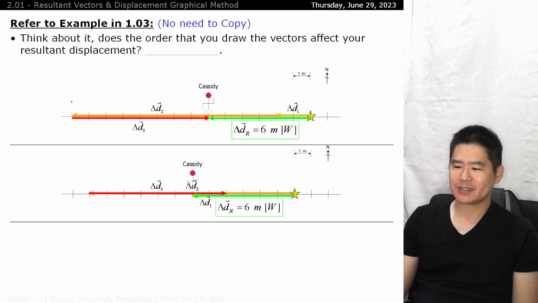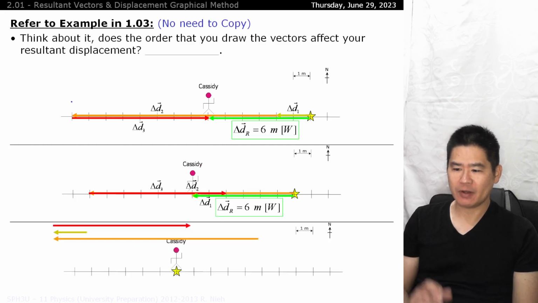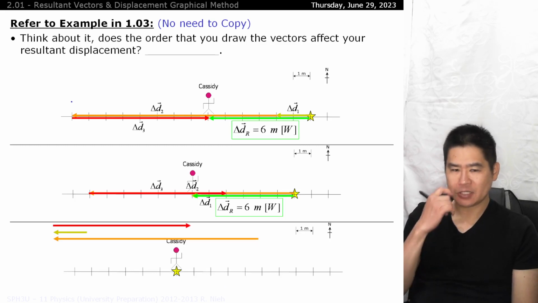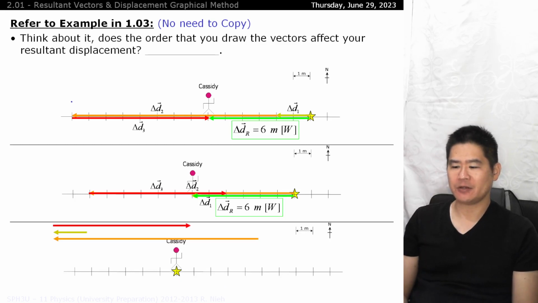How about one more test? This time around, we're going to start off with the red vector, followed by the yellow vector, and finish off with the orange vector. Now, as for this setup over here, I got to place Cassidy towards the center of the number line, otherwise it's not going to fit on your screen. But that shouldn't really matter because at the end of the day, we're only concerned about displacement. Displacement will never tell you where you are. It'll just tell you how much you've changed since your last point.